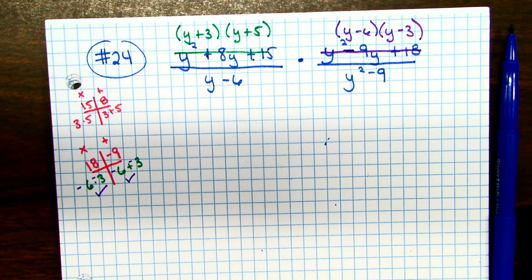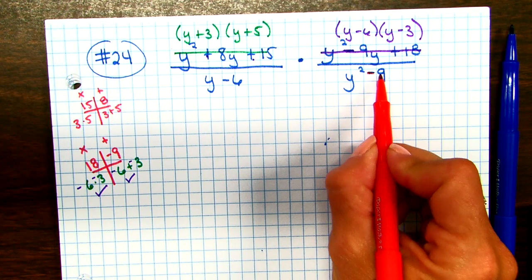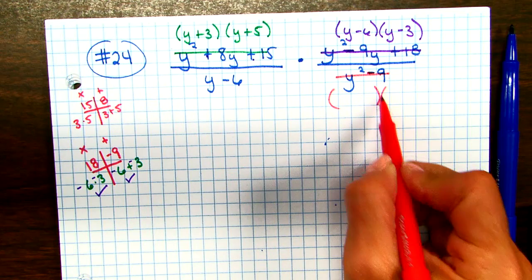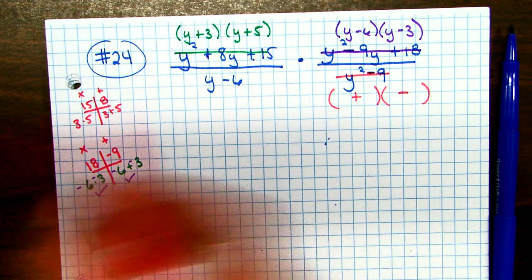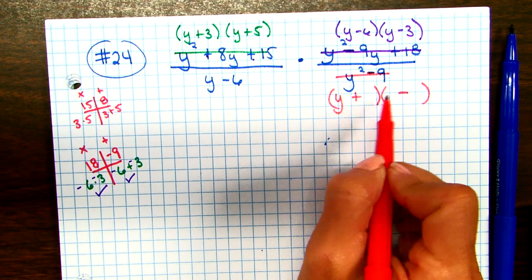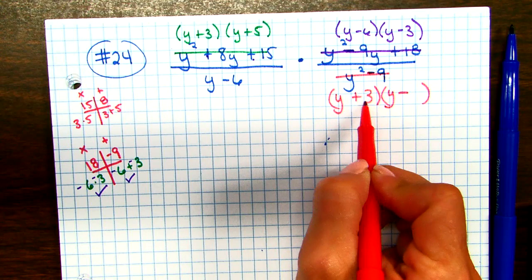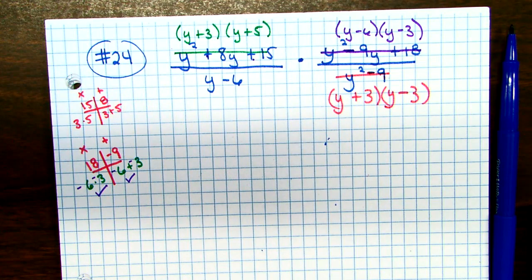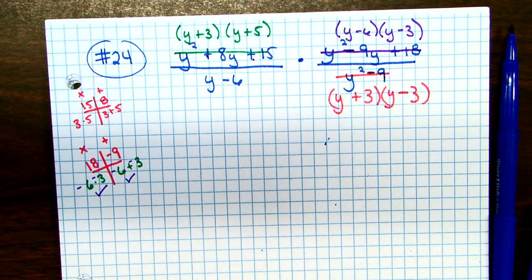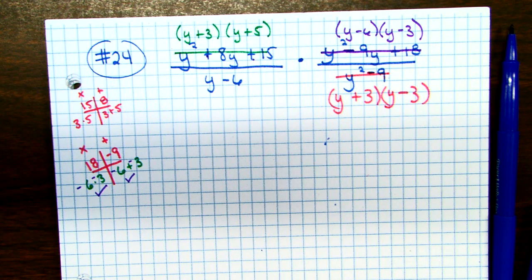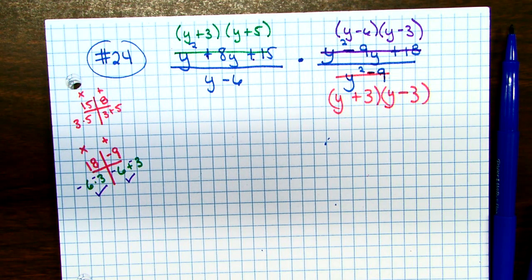And down in the bottom right, that's the difference of squares. 2 parentheses, 2 different signs. Square root of y squared goes in the front. Square root of 9 goes in the back. And you can rewrite it if you want to. I'm going to start canceling now. And it doesn't matter where you start. Just look for anything that's up and down or diagonal. Do we see anything?